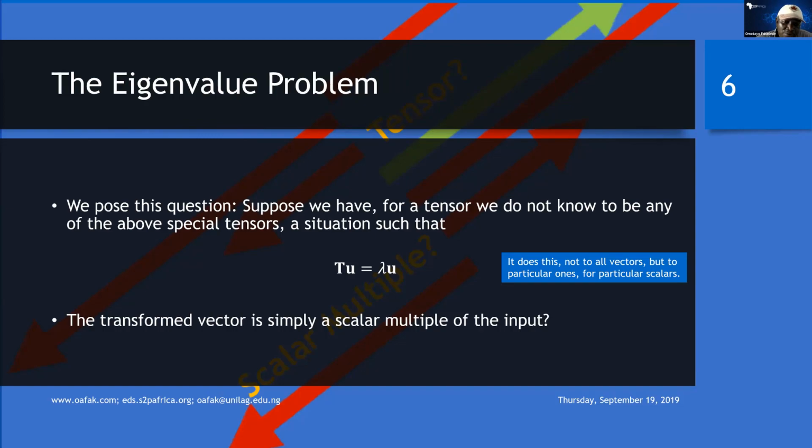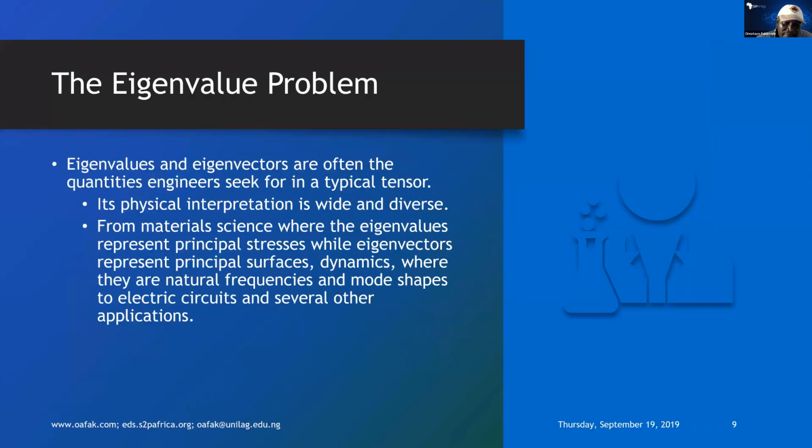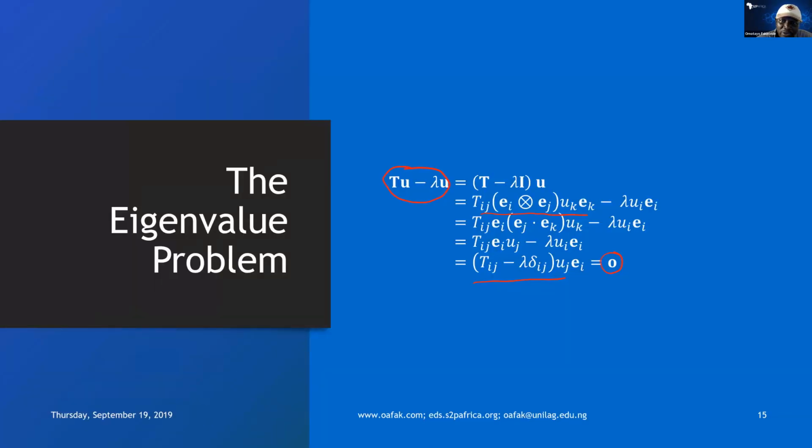So let us now move into just doing that. Here, I've just done that. Here, I've transferred lambda u to this side. If I transfer lambda u to this side, you can see that what I have on the right-hand side is a 0 vector. And I say it is equal to T minus lambda I, applied to u.